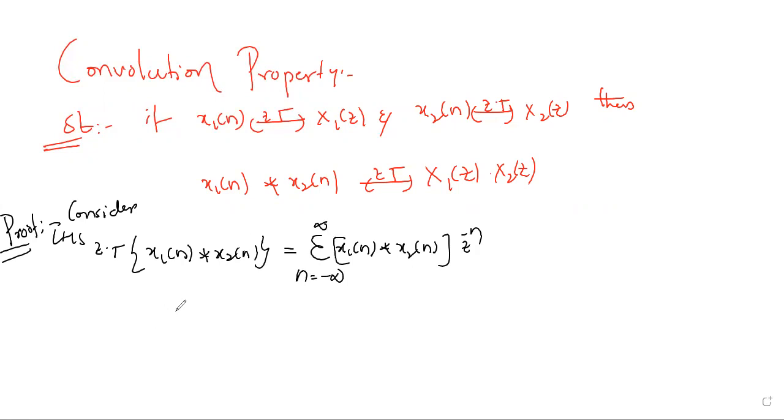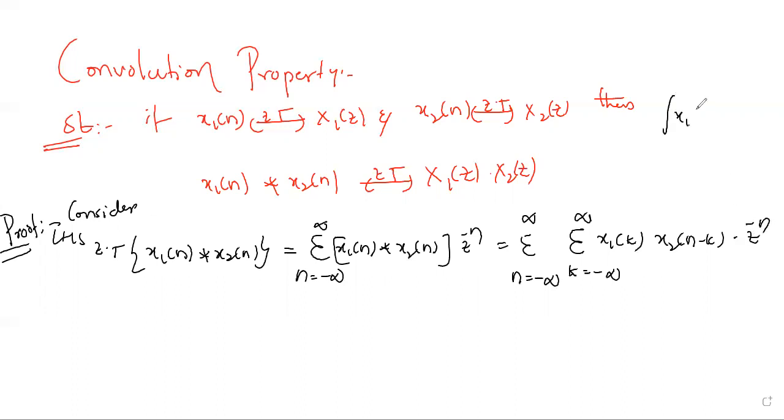Now substitute the convolution formula over here. Summation n equal to minus infinity to infinity. Convolution formula for discrete domain is summation k equal to minus infinity to infinity x1 of k into x2 of n minus k, into Z power minus n, because x1 of tau into x2 of t minus tau: in place of t, n is there; in place of tau, dummy variable is k; in place of integration, summation is there. That's it. Like that you can compare.